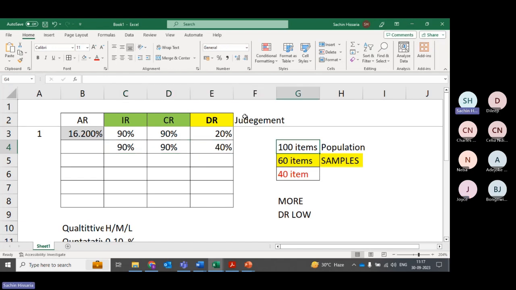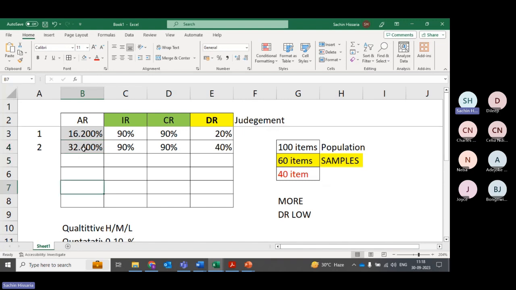Now what will happen in this scenario? In the second scenario, when your DR was 40%, what is the overall audit risk? It is 32.40%. Now you tell me which one is better. Is 16% better or 32% better? In terms of audit risk, which one is better? 16%. Why? Because it's low.